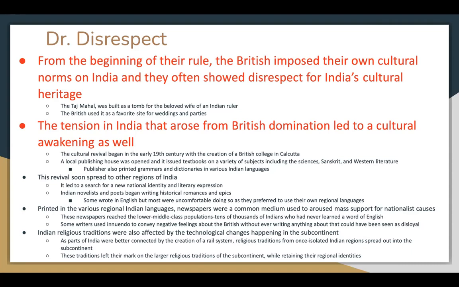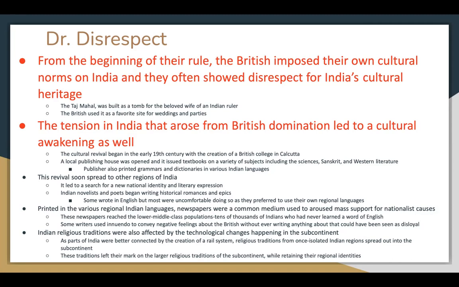Indian novelists and poets began to write historical romances and epics in their language, but some wrote in English and were very uncomfortable doing so because they preferred to write in their own languages. Printed in the various regional Indian languages, newspapers were also a common medium to rouse support for nationalist causes. These newspapers reached the lower middle class populations, tens of thousands of Indians who had never learned a word of English. Some writers used innuendo to convey negative feelings about the British without ever writing anything that would have them be seen as disloyal.